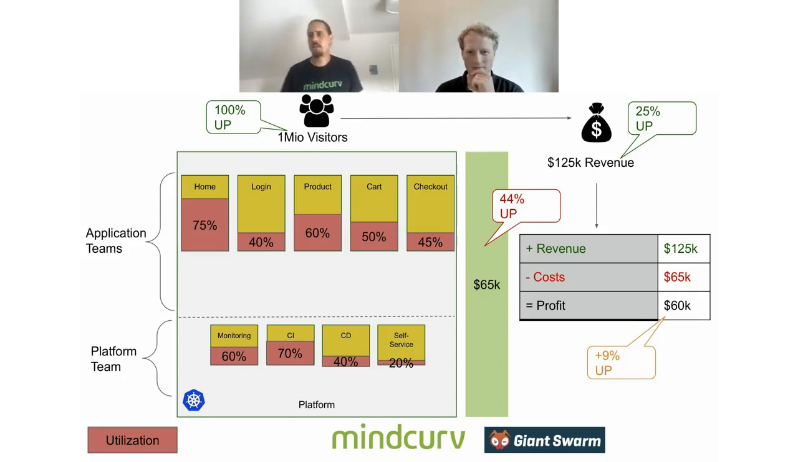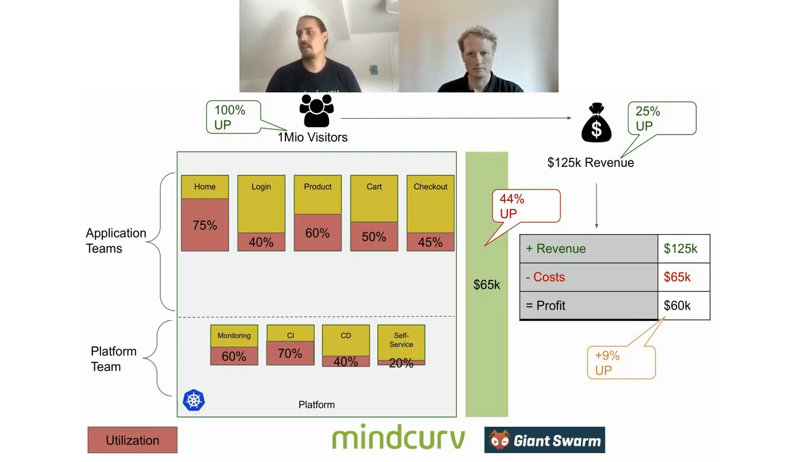Okay, and the shop continues. You are up now 100% with 1 million visitors. Wow, that's a lot, right? So utilization rises across all your workloads, and your revenue is also going up. But with a 100% increase of visitors, you only have an increase of 25% of revenue. And here you notice that also the infrastructure costs, the OPEX, rise by 44%.